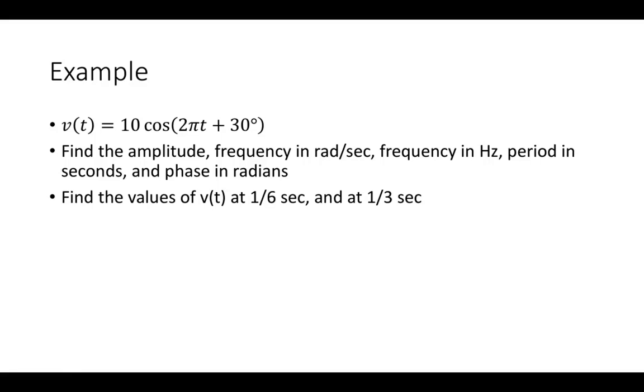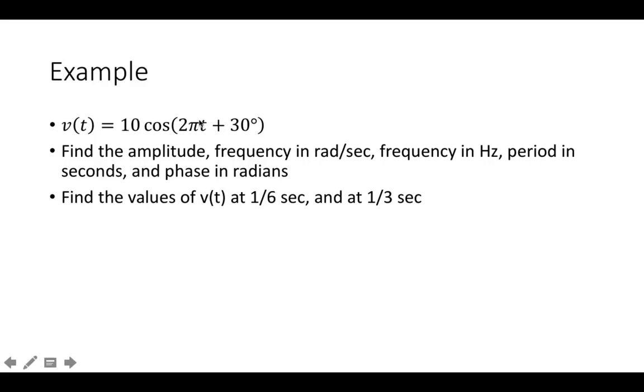So, as an example, we might have some voltage defined as 10 cosine of 2 pi t plus 30 degrees. If we wanted to find the amplitude, the frequency in radians per second, the frequency in hertz, the period in seconds, and the phase in radians. So to find the amplitude, you just read directly from the form of the function. The amplitude would be 10.